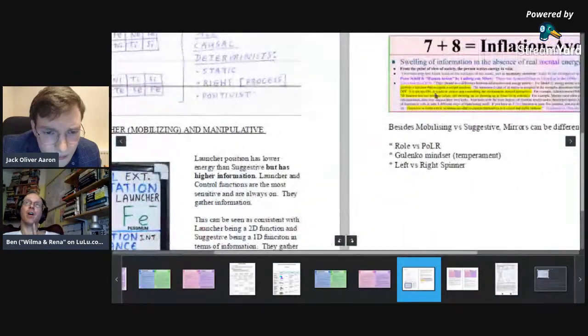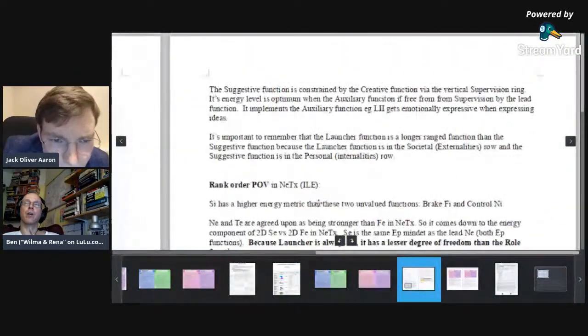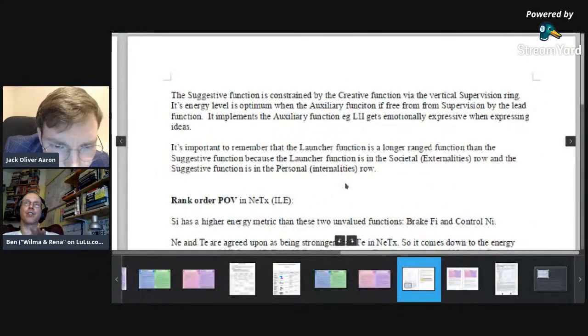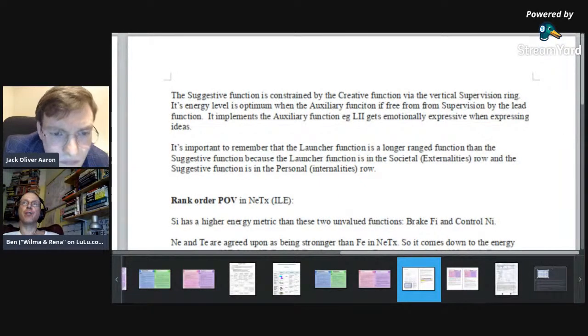So, SI has these constraints on it in terms of its use. The suggestive function is constrained by the creative function via the vertical supervision ring. Its energy level is optimum when the auxiliary function is free from supervision by the lead function. It implements the auxiliary function, e.g., LII gets emotionally expressive when expressing ideas. It's important to remember that the launcher function is a longer ranged function than the suggestive function, because the launcher function is in the societal row and the suggestive function is in the personal row.